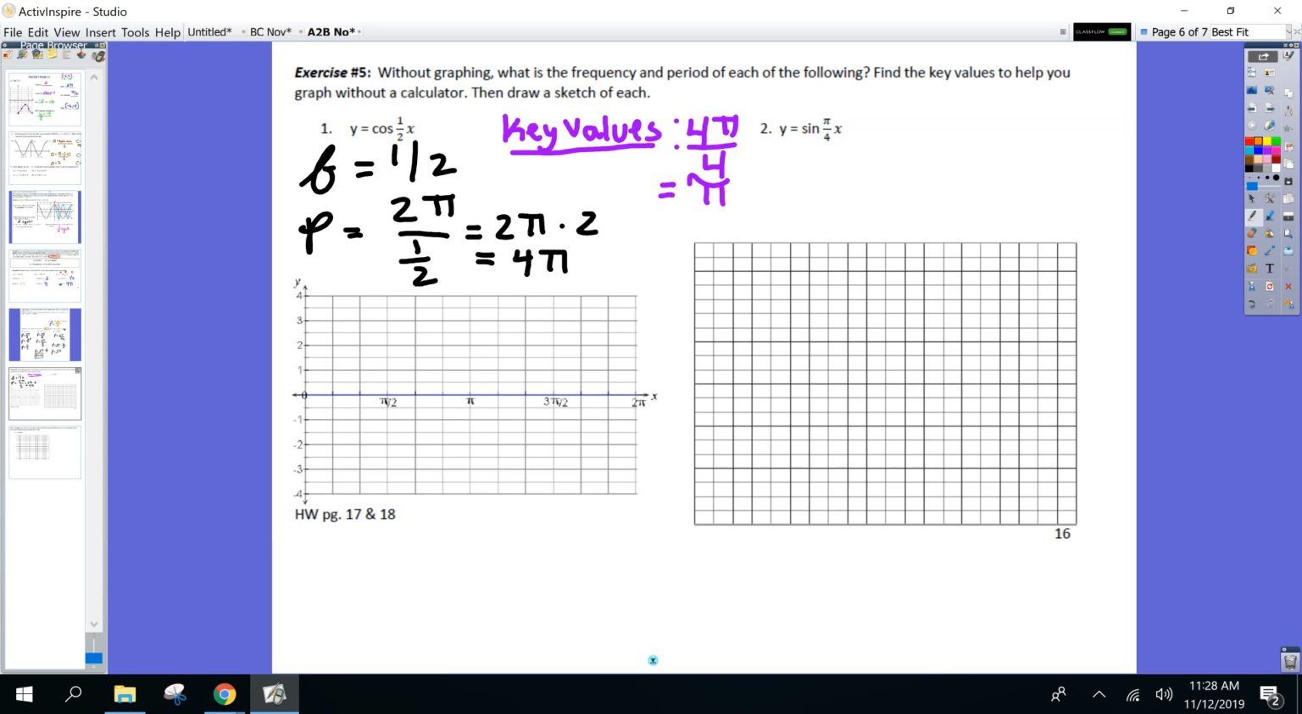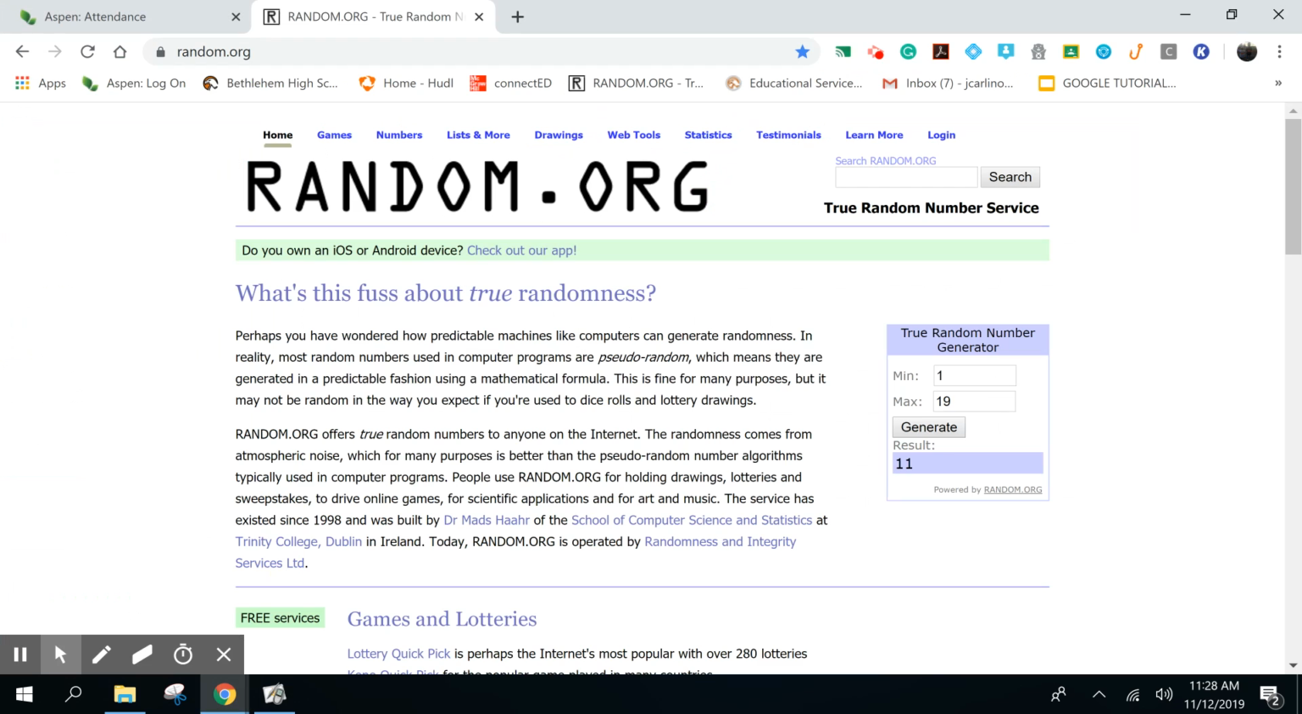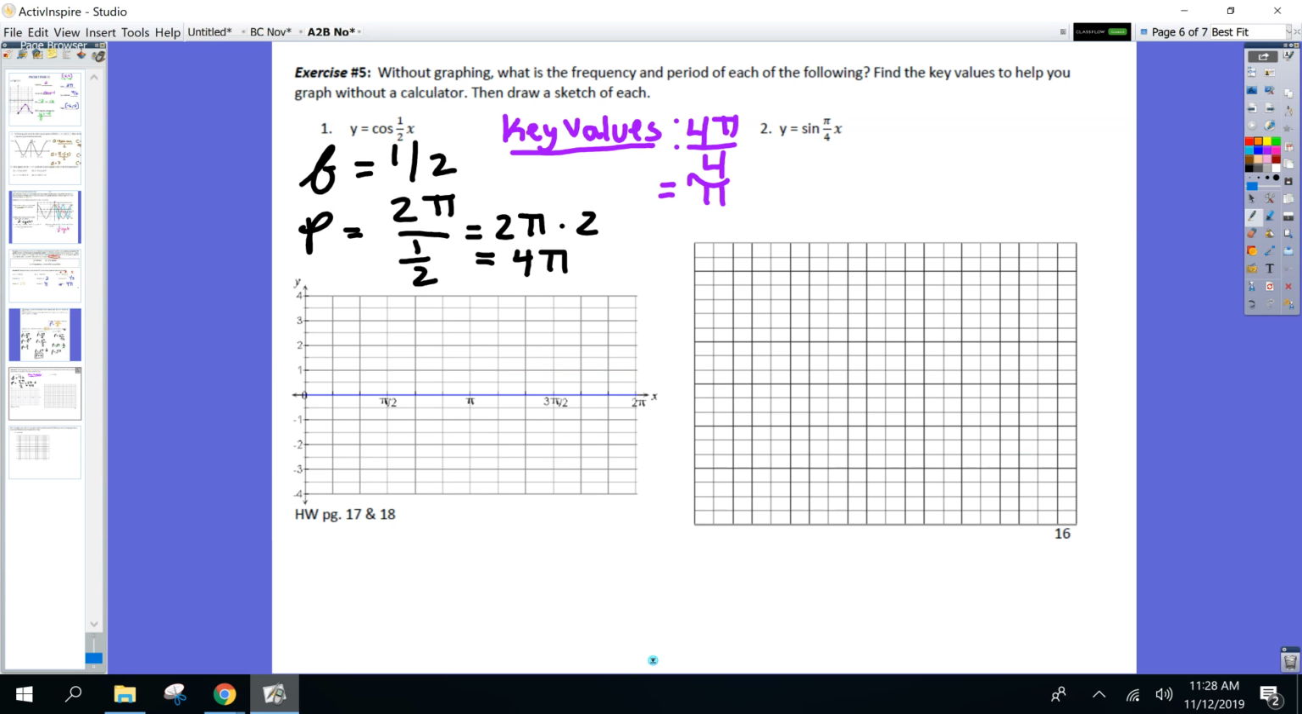Hey, where's cosine start? Max. What is the max for this graph here? Remember, it's the number out in front here. 1. How high am I going to go? Just 1, yeah. So cosine's going to start at its max. Then where's it go? It starts at its max, then it goes to its 0, right?